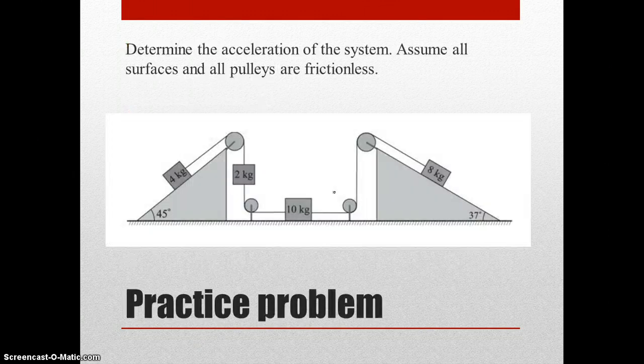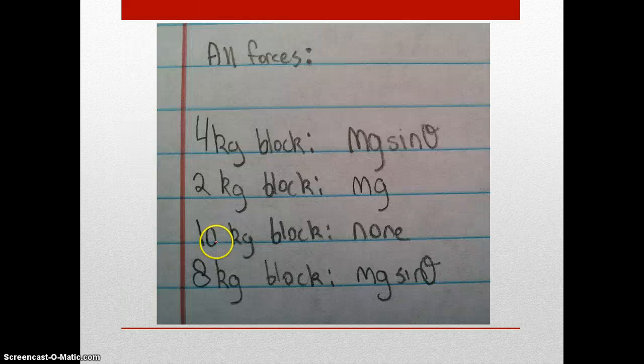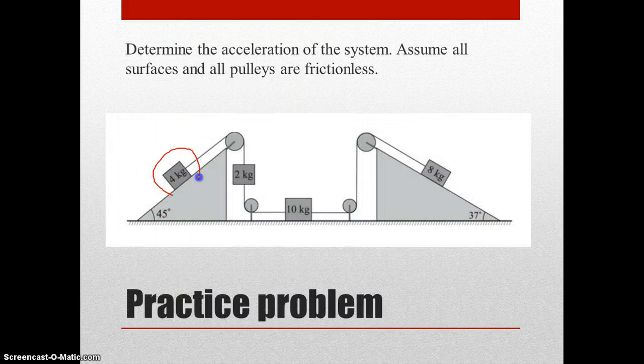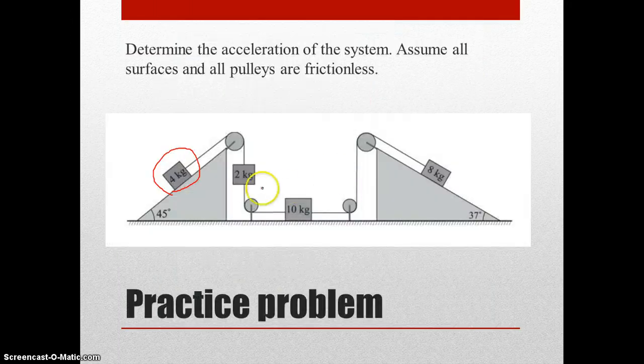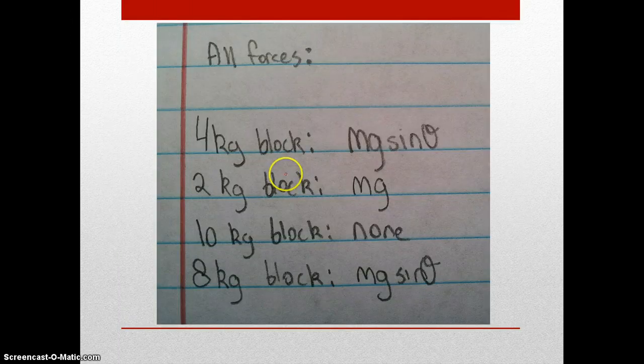Now, to review these units, I used some practice problems from before and solved them. So here's the first one. It involves pulleys and inclined planes. My first step was to write down all the forces. So for the 4 kilogram block, which is over here, the force would be mg sine theta. For the 2 kilogram block, which is over here, it would just be mg, since it's not on an incline.